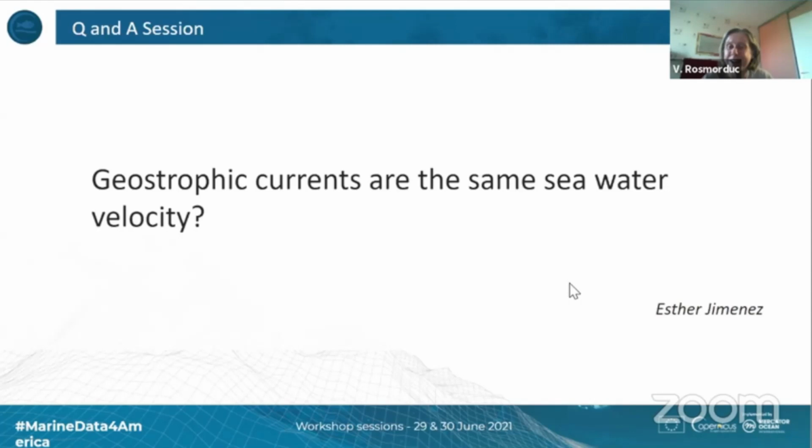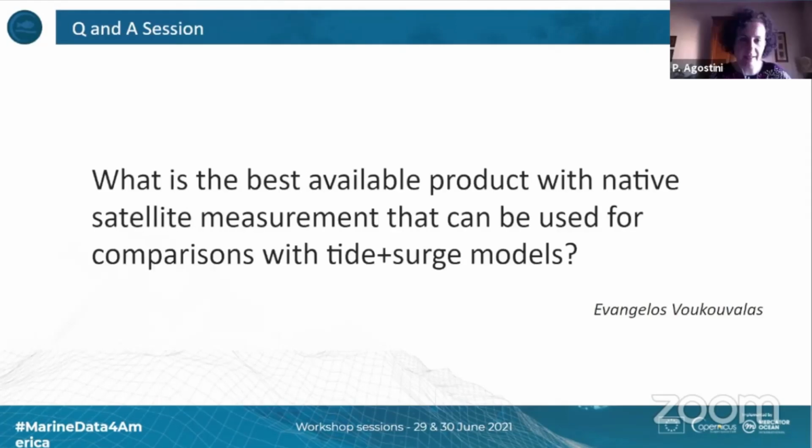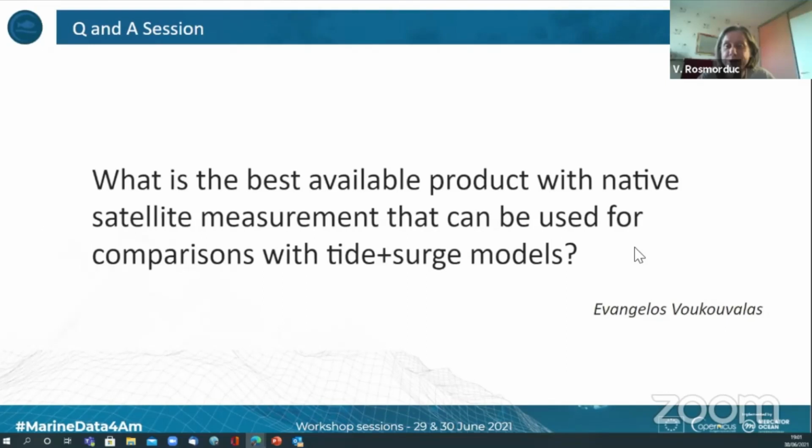Okay, thank you. What is the best available product with native satellite measurement that can be used for comparisons with tide surge models? Yeah, certainly. I'd say the level 3 data available through CMEMS are the easiest and the best product. You could try level 2 data, but you'd have to go to the different space agencies to get them, and they won't be intercalibrated. So you won't have exactly the same measurement from each individual satellite. With level 3, you can use all satellites together, but you can still uncorrect from tide and atmospheric pressure too.